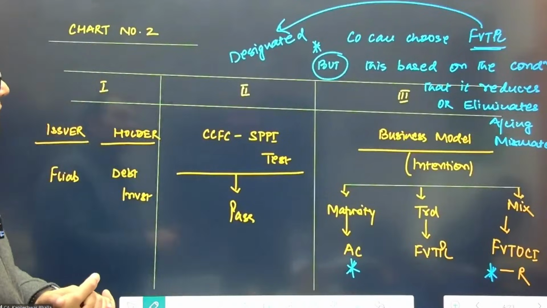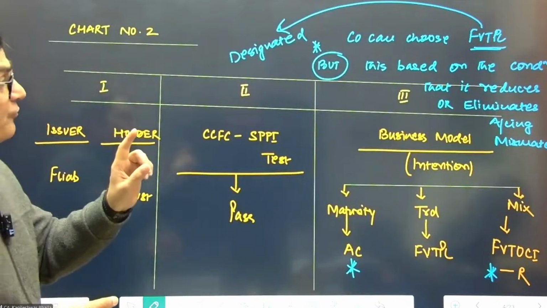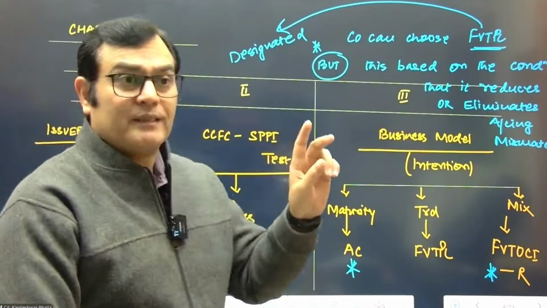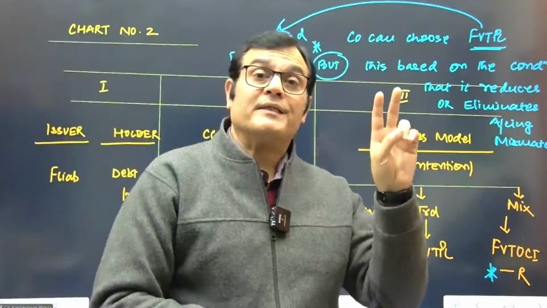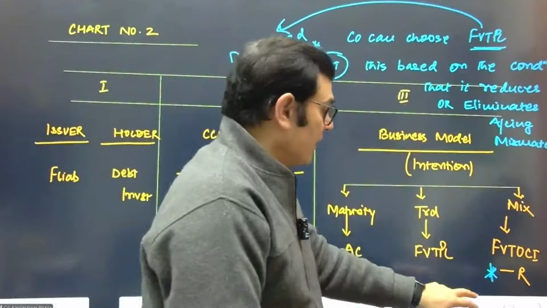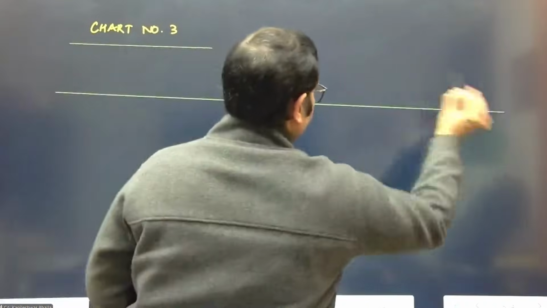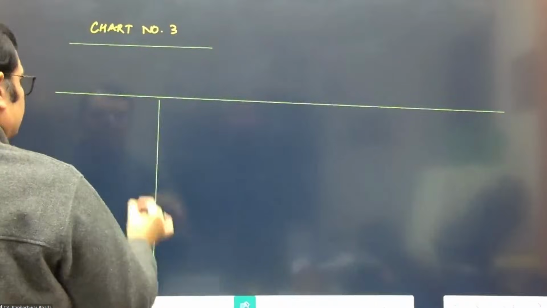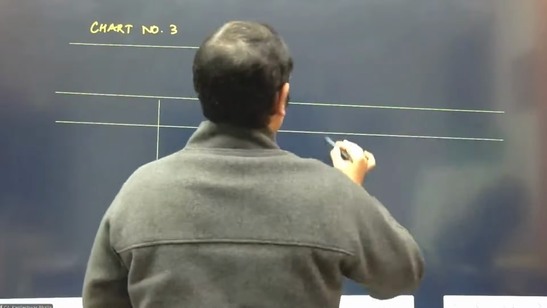Now let's go to chart number 3. So we've done the case of equity investments. We've done the case of debt investments where it is a financial liability for the issuer. Now the debt investments where it is a compound financial instrument for the issuer. So let's go to chart number 3. In chart number 3, we are now focusing on compound financial instruments. Step number 1, 2, and 3.